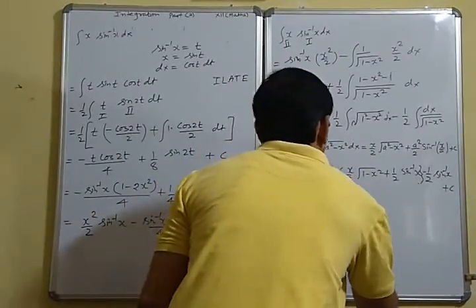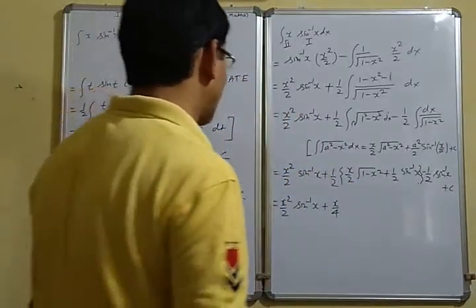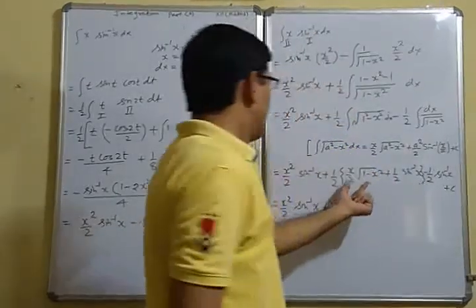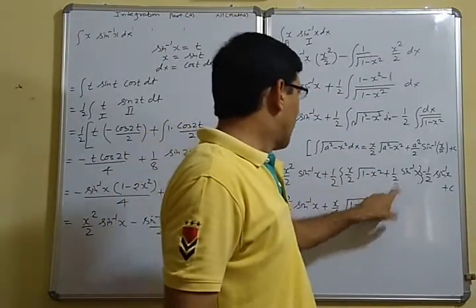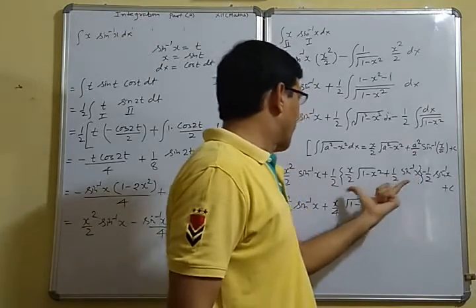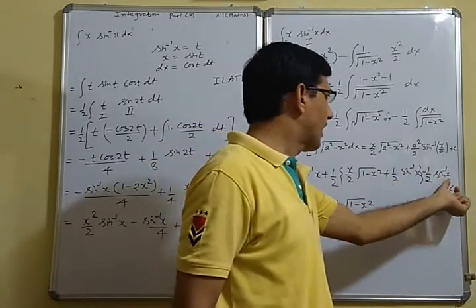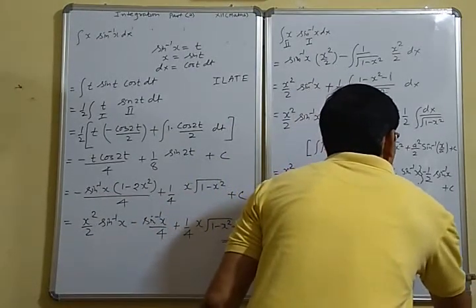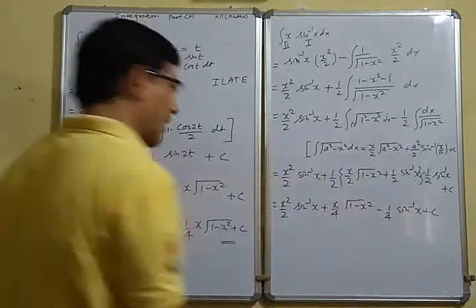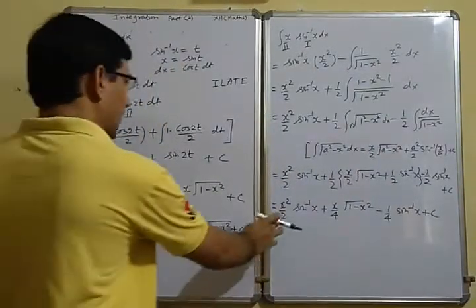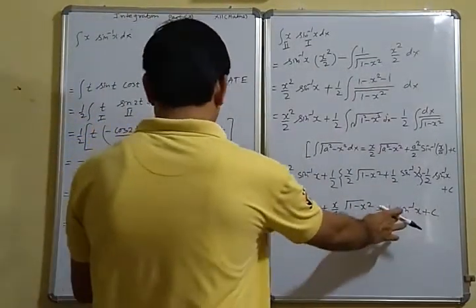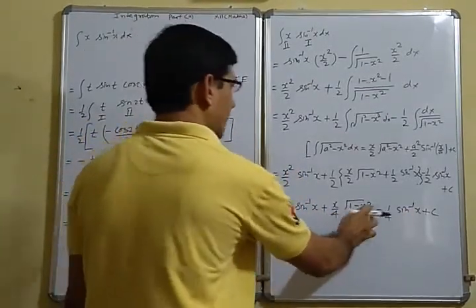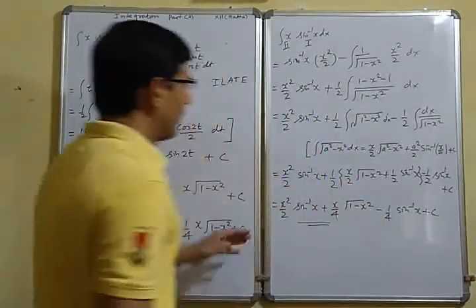So it becomes x square by 2 sine inverse x plus x by 4 under root 1 minus x square. Now 1 by 2 it becomes 1 by 4 sine inverse x, 1 by 4 sine inverse x minus half sine inverse x. So it becomes minus 1 by 4 sine inverse x plus c. So here you can compare these two results, x square by 2 sine inverse x minus sine inverse x by 4 plus 1 by 4 x under root 1 minus x square plus c. So we can use any one method.